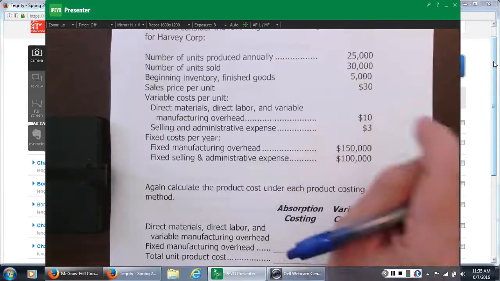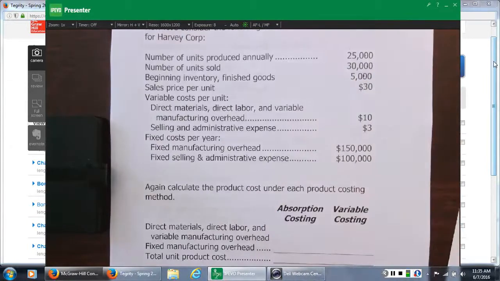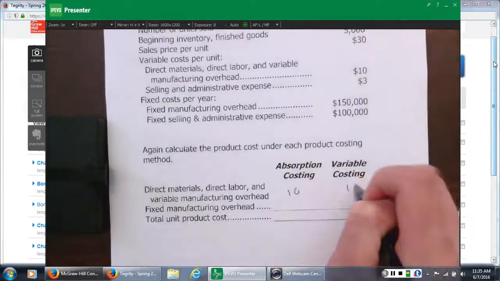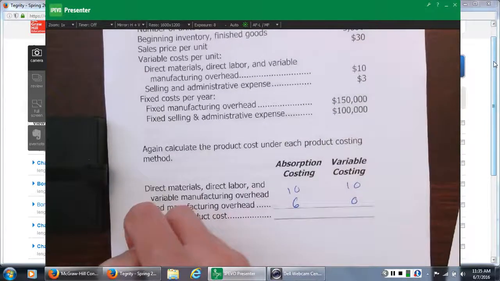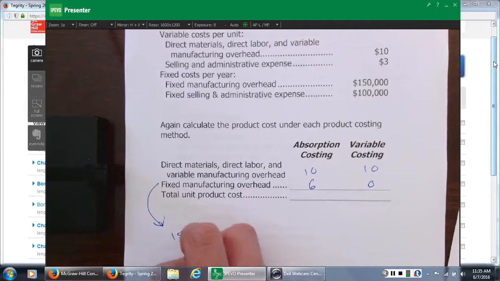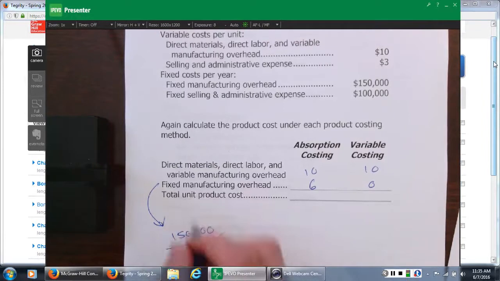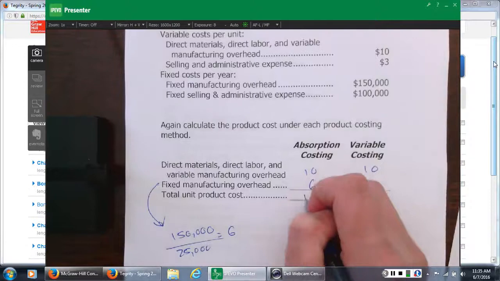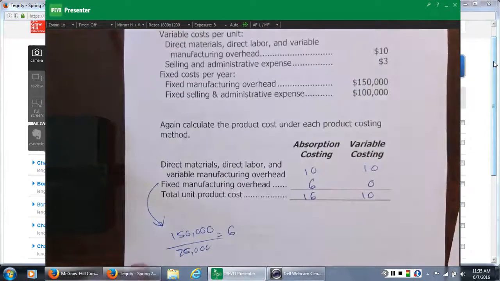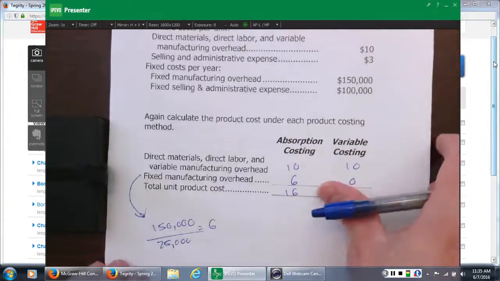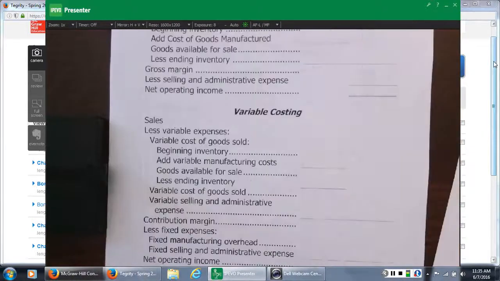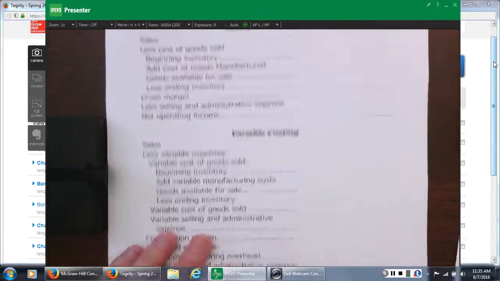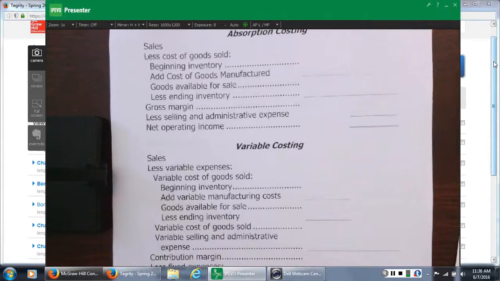All right. So now we have the exact same thing. We have the 10, and of course we have the 6 here, and then the 0. And the way I got that 6 was taking that 150,000 total fixed overhead divided by our units produced. Gives me $6, 16, and then 10. Okay. All right. So now let's do our income statements for year 2 for Harvey Corporation, and what we're going to see is a difference in income again.